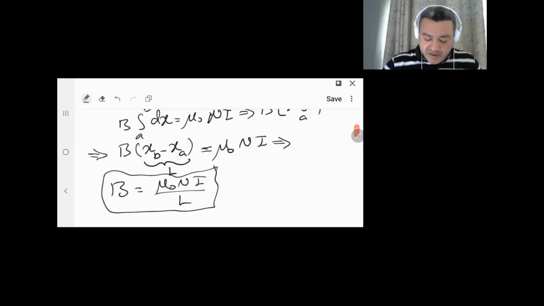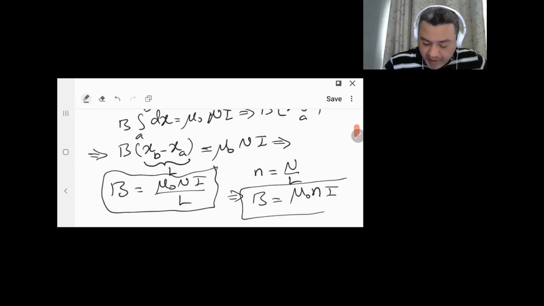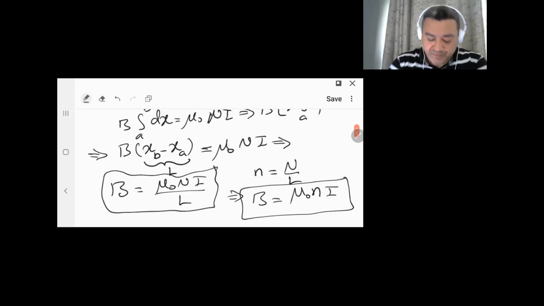Now, if I define small n as the number of turns per unit length, then I can say my magnetic field magnitude equals to mu naught n I, where n is the number of turns per unit length. Okay, any questions so far?